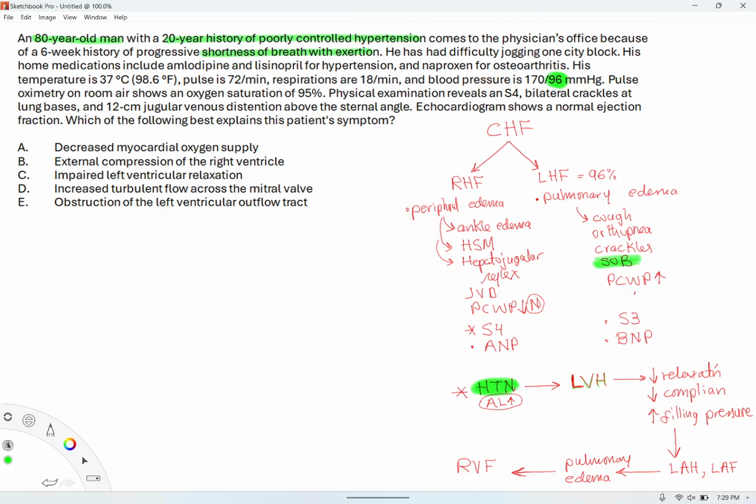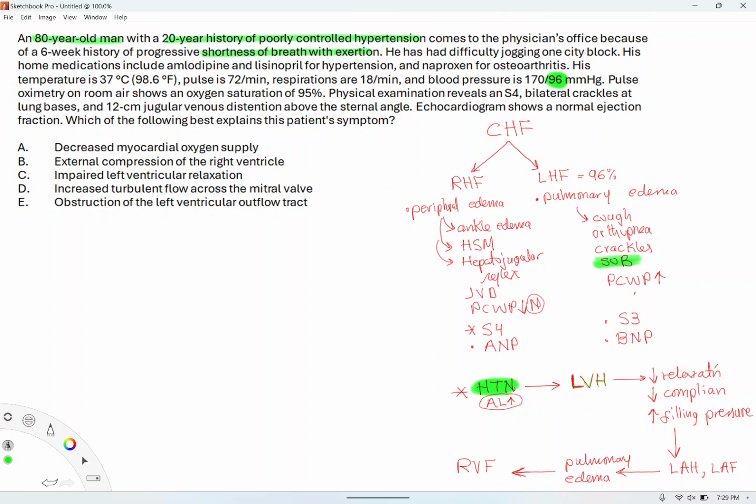He has had difficulty jogging one city block, which is with exertion, right? As demand for blood and oxygen increases, you will become more and more short of breath, right? Because you cannot pump enough blood to the rest of the body, because the heart is not filling completely. This is okay. So what else?